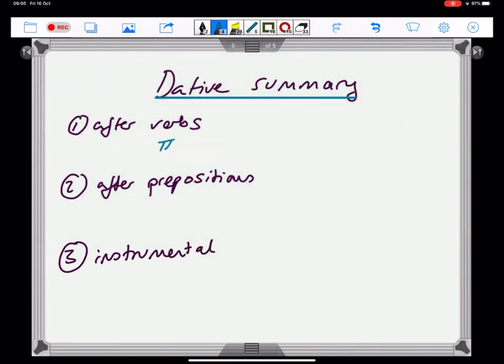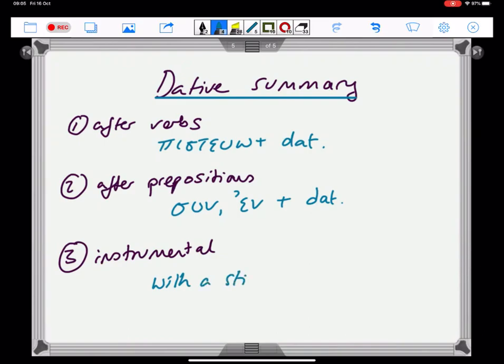You saw pisteuo governed a dative object. You saw prepositions like sun or en took a dative, and you saw that if you wanted to say with something, you needed a dative. I suggest that you start up your own notes with a heading for each of the cases, and as we meet new versions of them, you add them to that list. Then when we get to revision, you'll have a coherent summary of what different cases can do. We will look at this when we come to revision, but if you make a note and start it now, life will be a lot simpler.